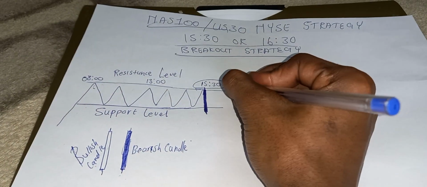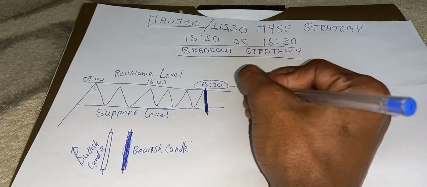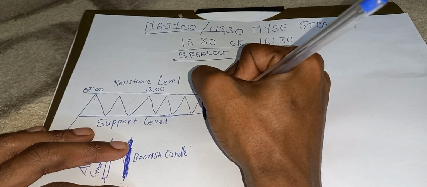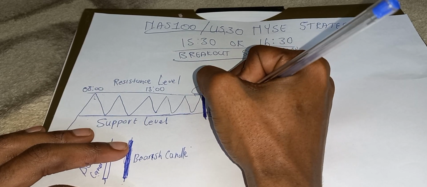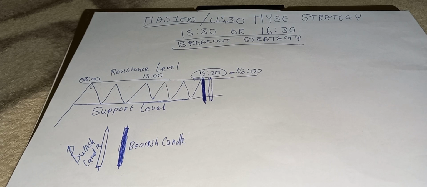Okay. Now what happens is, after 3:30, let's say at 4 o'clock, the market forms another candle, which is a bullish candle. Right now, there are two keys that you must always remember at this time at 3:30.